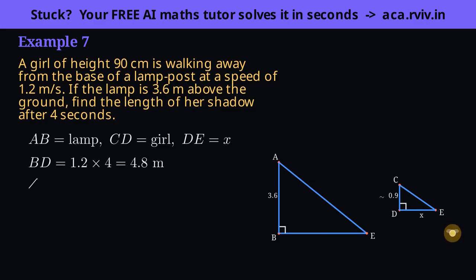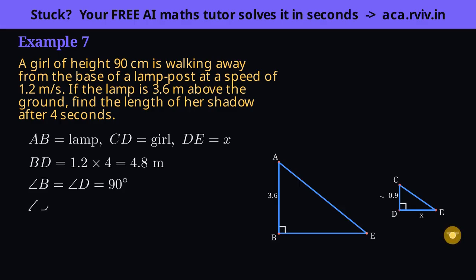Now let's prove the two triangles are similar so we can use a ratio. First angle pair: both the lamppost and the girl stand straight up from the flat ground, so angle B and angle D are each 90 degrees, and therefore equal to each other.